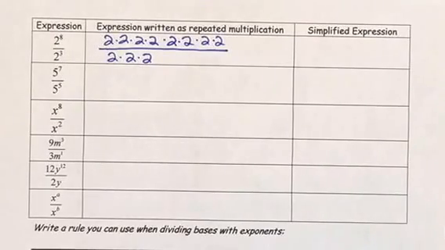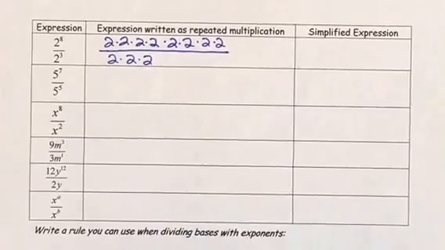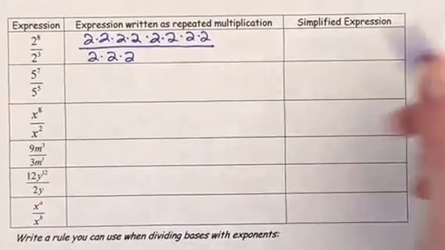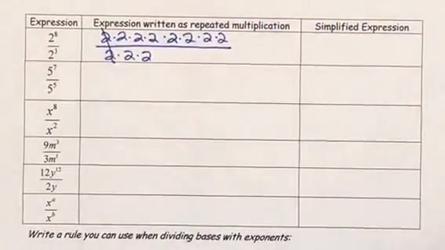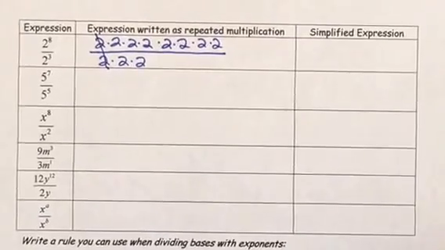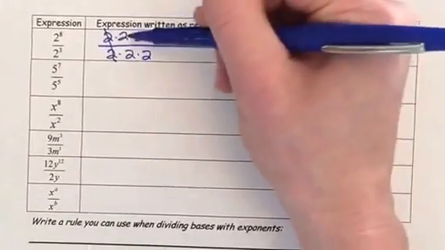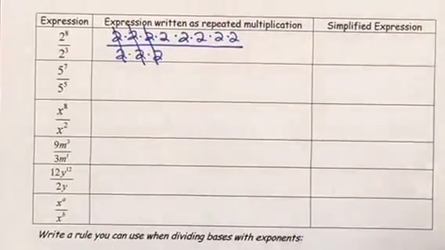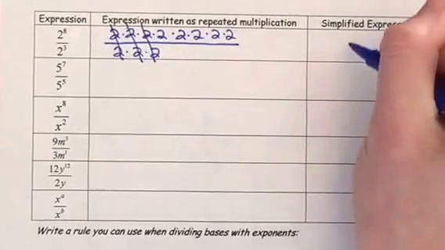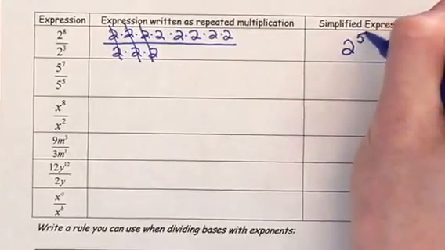Now you guys learned a long time ago that if the same thing appears on the top and the bottom in a multiplication fraction, you can cancel. Because 2 divided by 2 is the same as 1, and multiplying something by 1 does not change the value. So we can cross those off. We are left with 2 to the 5th power.